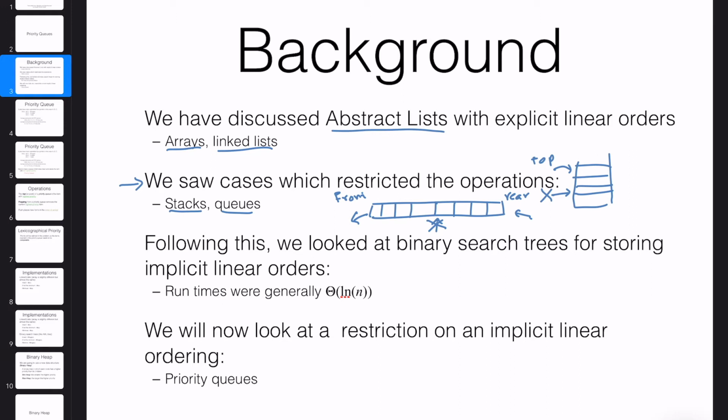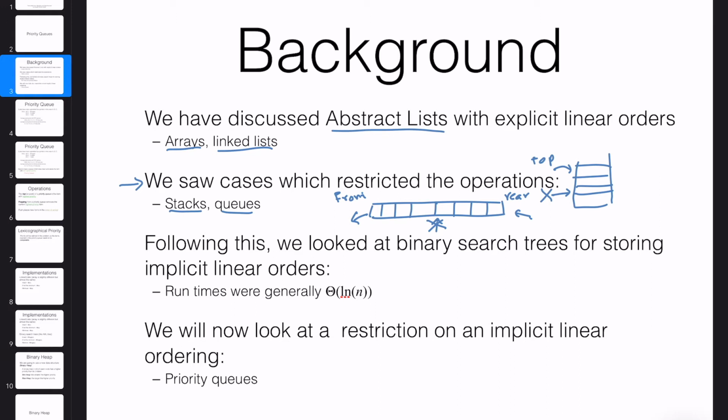Then we learned about the abstract sorted list, and we saw the binary search tree and AVL trees as some implementations for the abstract sorted list. Again, in an abstract sorted list, you keep the items in linear order, but the difference is that you maintain the order of the items. So all the items will be kept in sorted order.